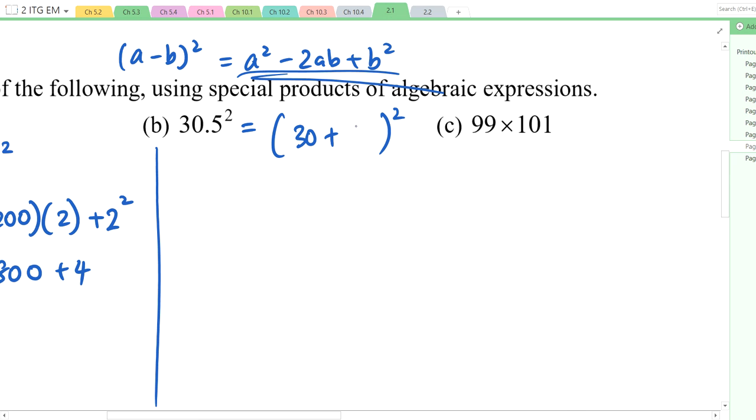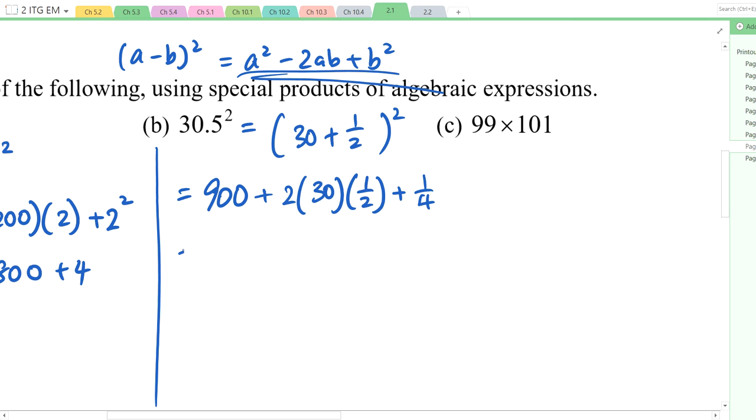30 plus half, right? Okay, shall we try this? Let's see whether it is easy or not. So what does this give us? What is the first number? 30 square. Can we do it mentally already? 900, yes. And then plus or minus? Plus how much? 2 times 30 and half. Plus or minus next? Plus how much? What's the last one? Half square. How much is that?